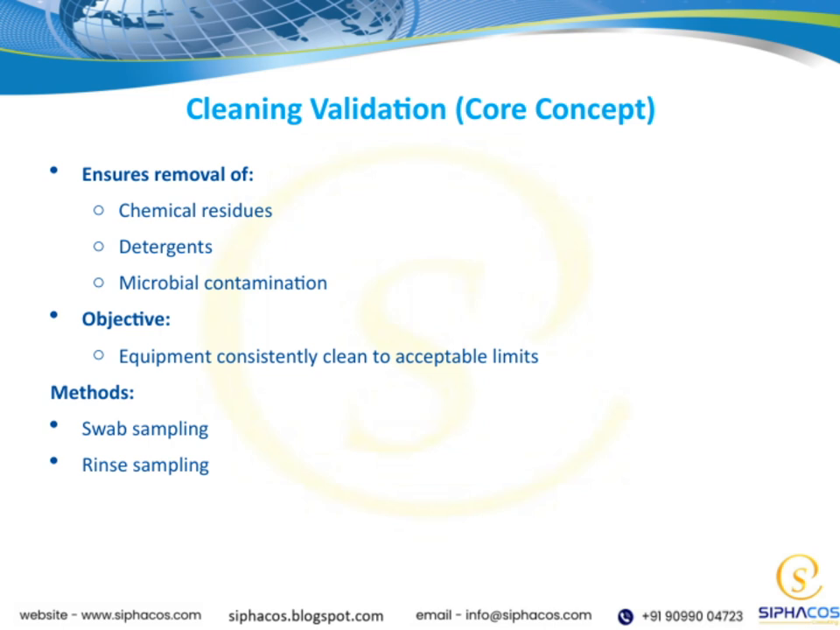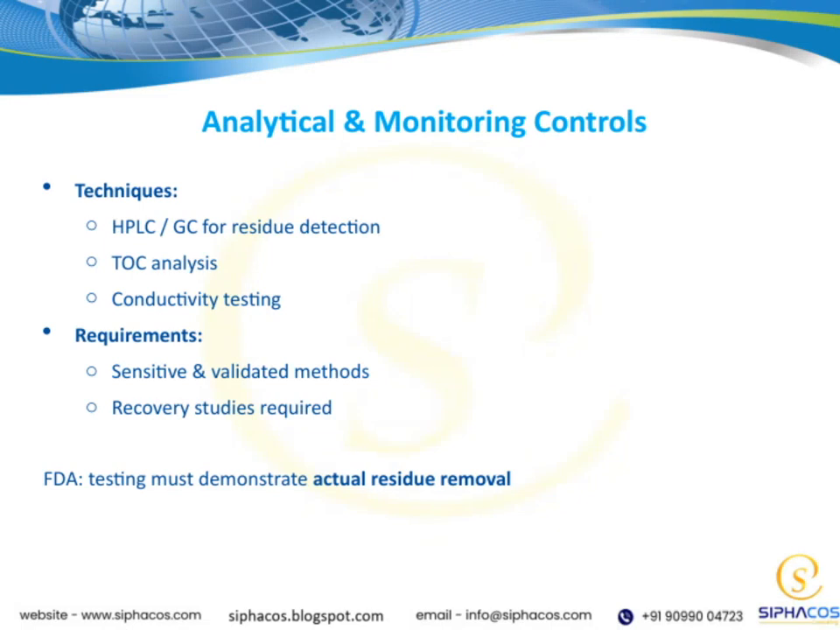It's a critical part of our quality assurance system that supports our commitment to safety and compliance. Let's take a closer look at the analytical and monitoring controls we use in our processes. First, we rely on techniques like HPLC and GC for residue detection. These are highly sensitive methods that help ensure any residues are identified accurately.